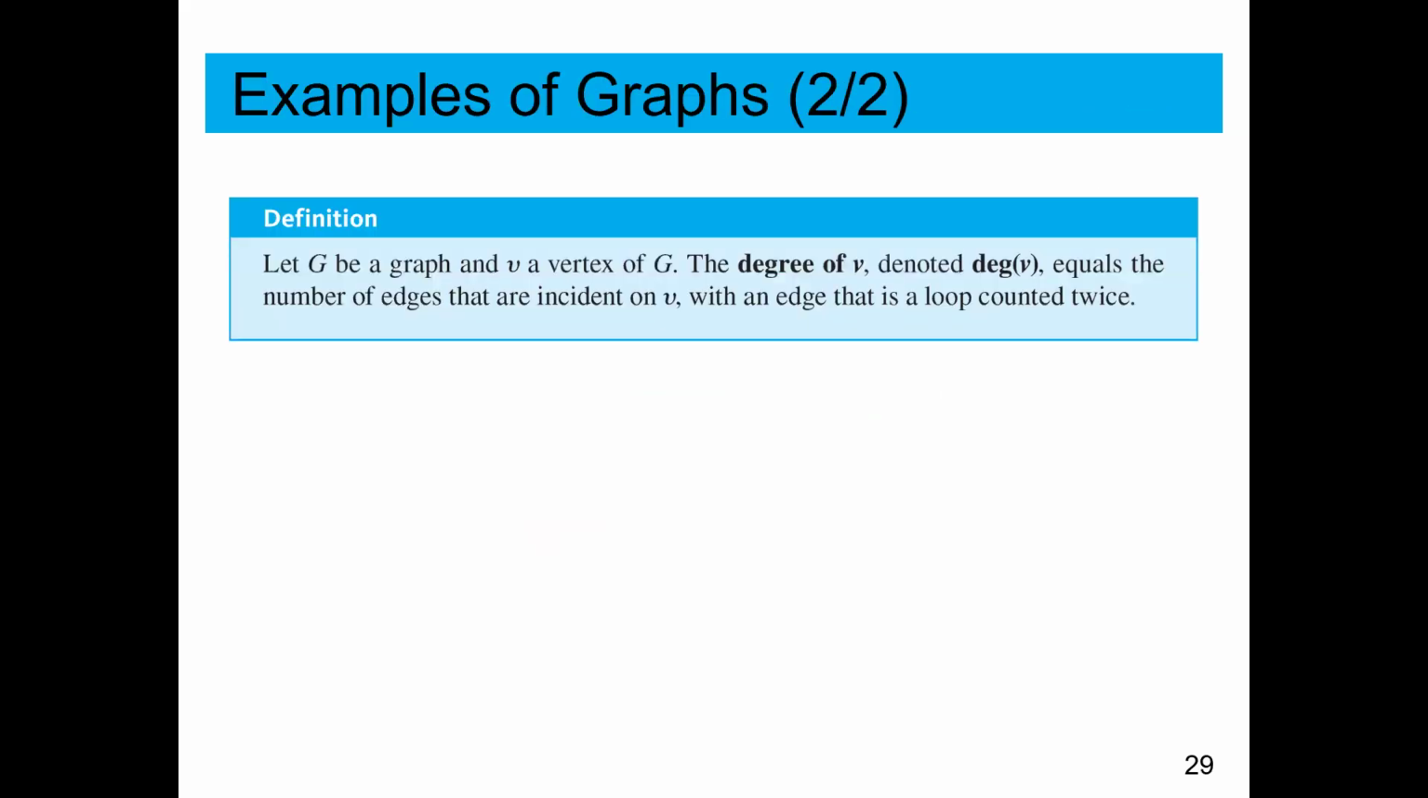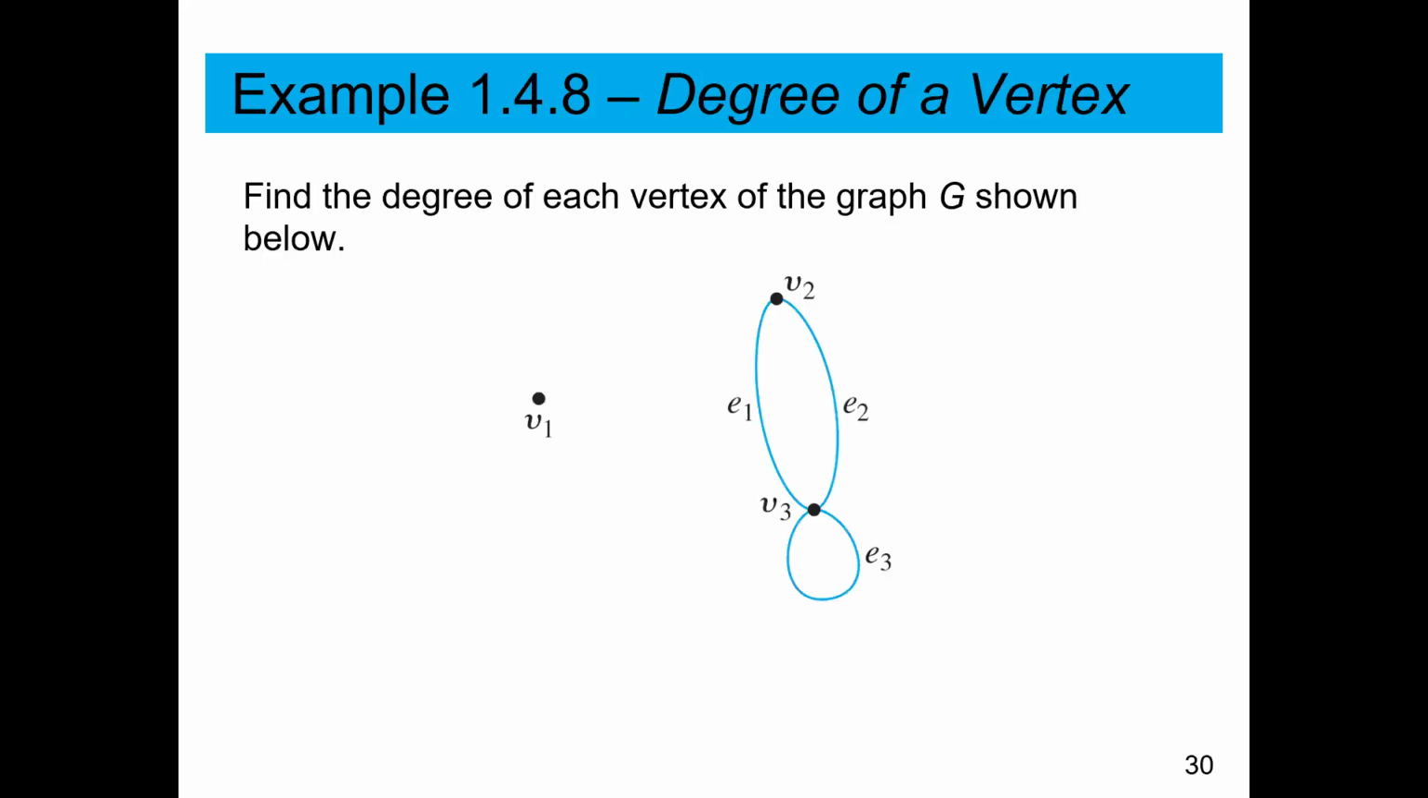Now, anytime I have any kind of graph, we have a key measurement called the degree of a vertex. That is the number of edges incident to it, with an edge that is a loop counted twice. So let's look at this graph. What is the degree of each and every single vertex? Well, let's start with this vertex right here. Clearly, the degree, again, we write this as deg v1, is 0 because it has nothing associated with it.